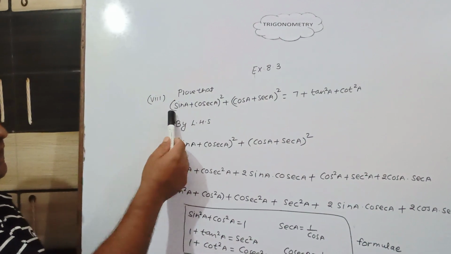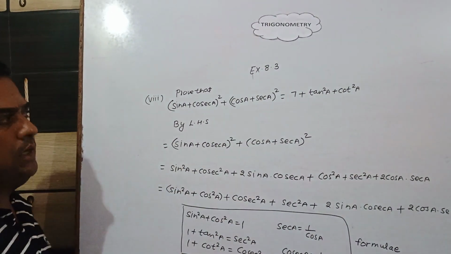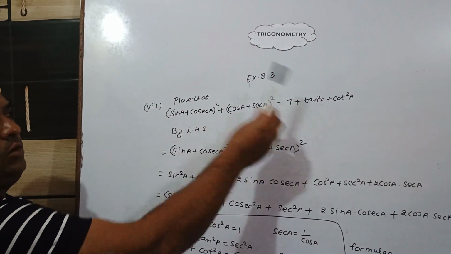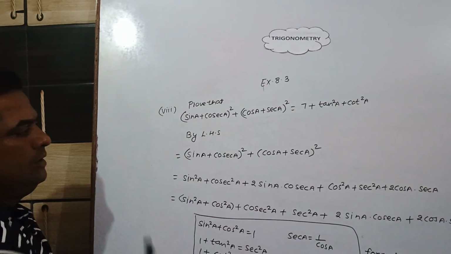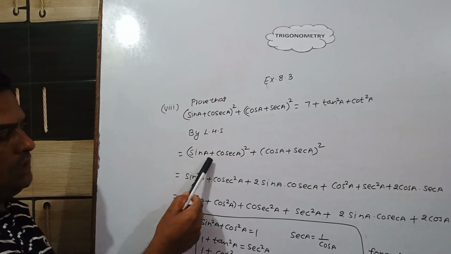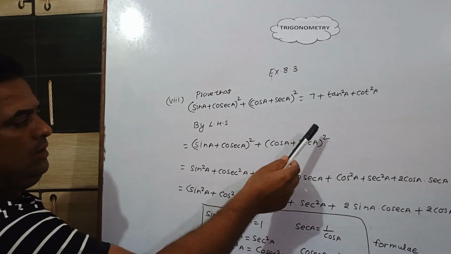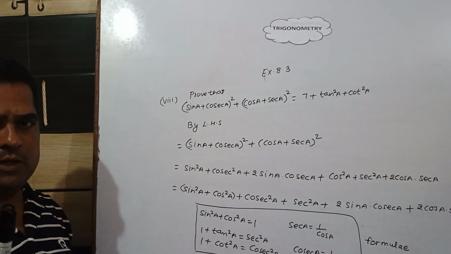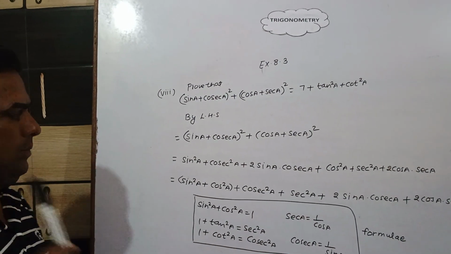Prove that (sin a plus cosec a) whole square plus (cos a plus sec a) whole square is equal to 7 plus tan square a plus cot square a. Students, we are taking the left hand side from here. Your left hand side is (sin a plus cosec a) whole square plus (cos a plus sec a) whole square. Now we will apply an identity. You know very well, (a plus b) whole square is a square plus b square plus 2ab.